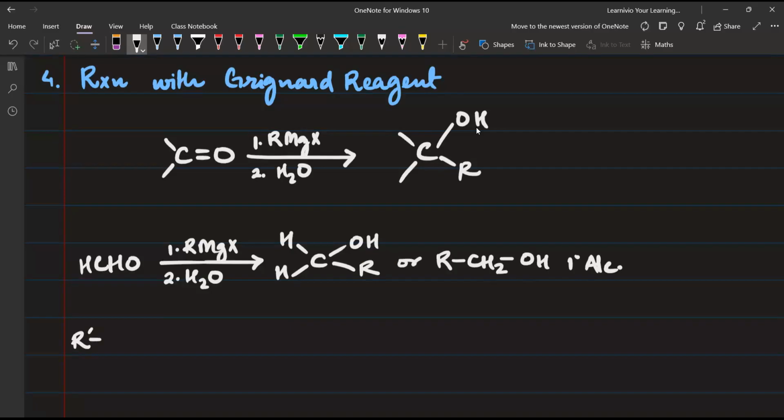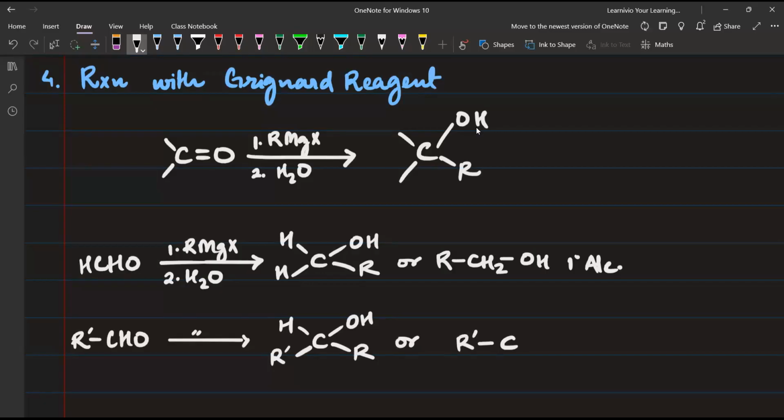Next, if we have any other aldehyde, I mean an aldehyde other than formaldehyde, we'll have RCHO with the same reagents. Now our carbon atom has two different groups attached to it: one is the alkyl group R dash, and another one is hydrogen. We also have a double bond O, which will be converted to OH, and the Grignard reagent's alkyl group will be attached on the carbon which was the carbonyl carbon. If I write it properly, here we will have R dash, then carbon having one hydrogen, also connected with the alkyl group of Grignard reagent, and then OH. This is basically a 2-degree alcohol.